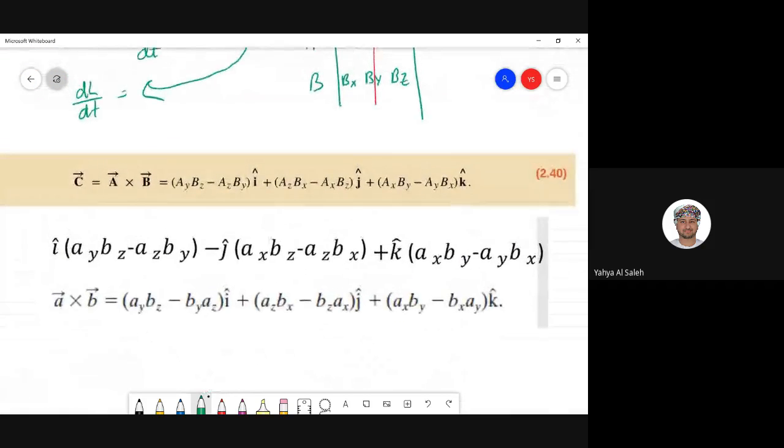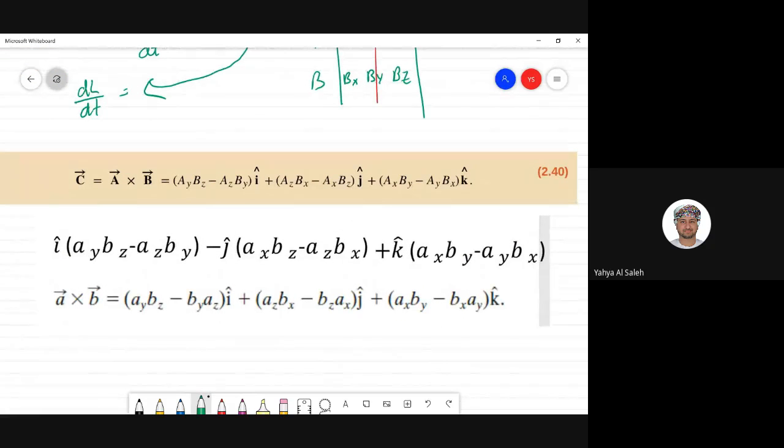Okay, so here is where your confusion is. In the book, you're looking at it, and it says AZBX minus AXBZ. I don't like that. You know why? Take a look. YZ, ZY, right? Means you are doing this, red, minus blue, right? So far, so good?